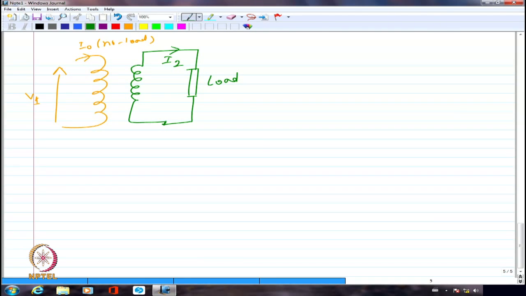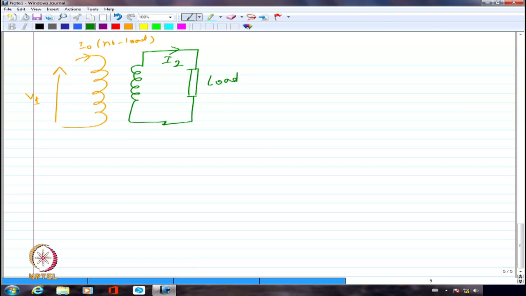Essentially, this current is also not going to keep quiet. It will definitely establish a flux. And when it is establishing a flux, it is again alternating in nature. Because V2 was alternating, I2 has to be alternating, and I will definitely have an alternating flux established.